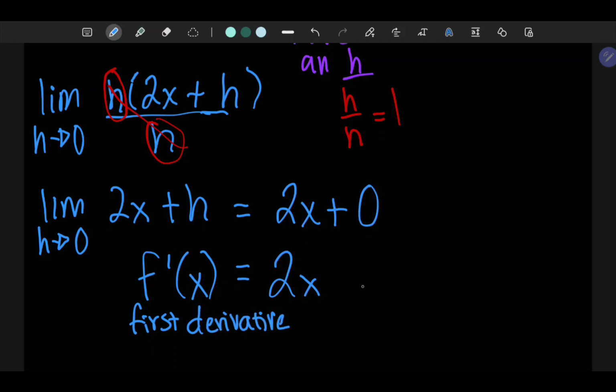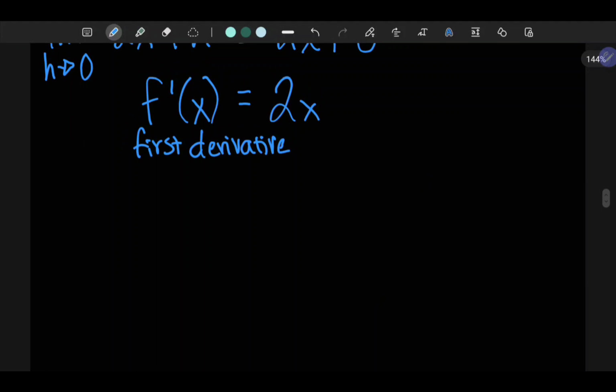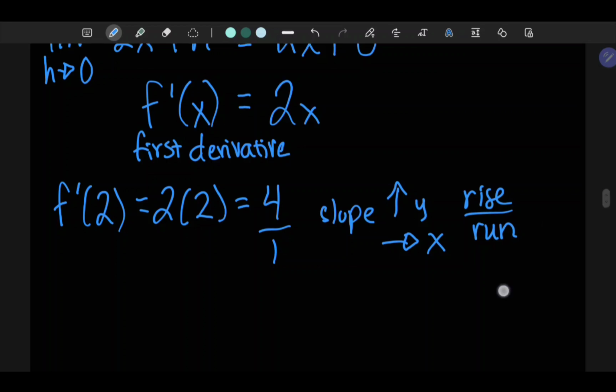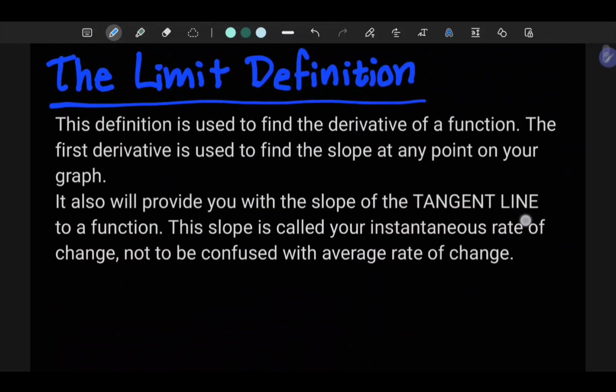So now that we have this function, what can we do with it? Well, the first derivative gives us our slope. So if I plug in values for x, so let's say we plug in 2. 2 times 2 is 4. That means I have a slope of up 4 on my y to the right 1 on my x, because it's rise over run. I'm going to do a couple more complicated ones on another video. So this will be concluding the first one. This is our limit definition for the first derivative.